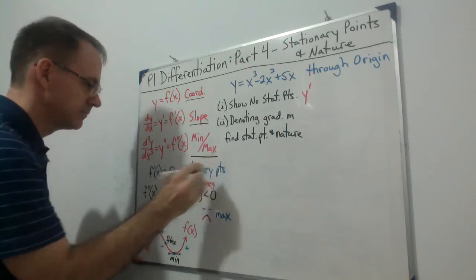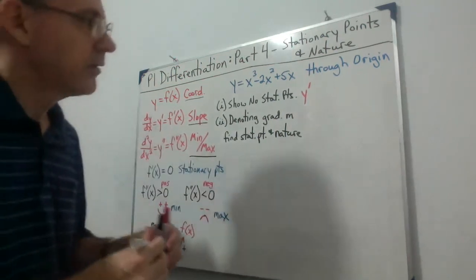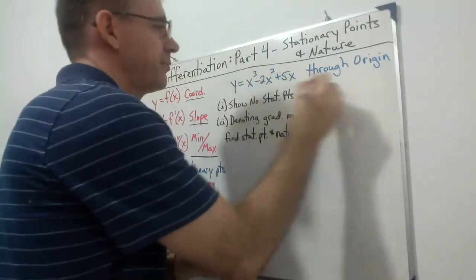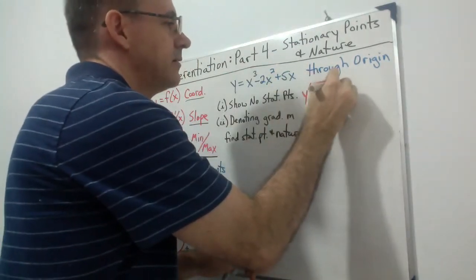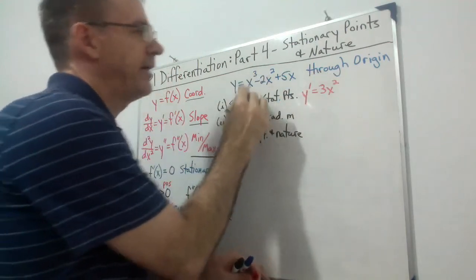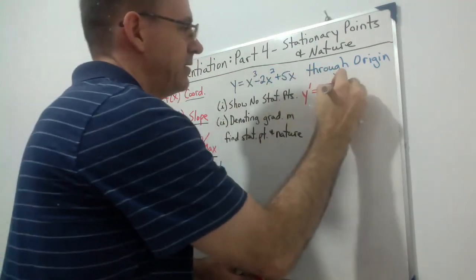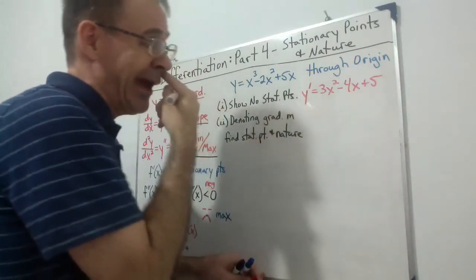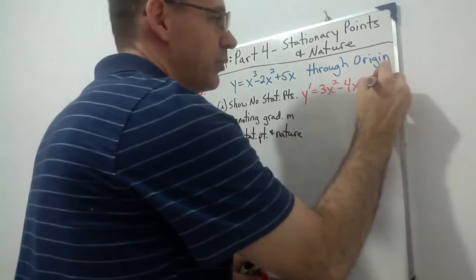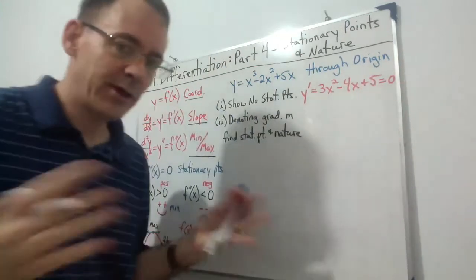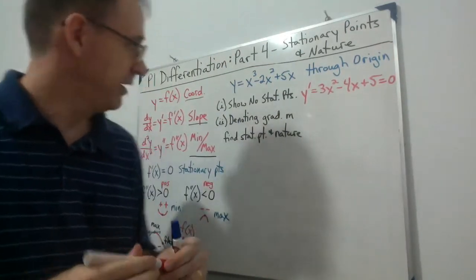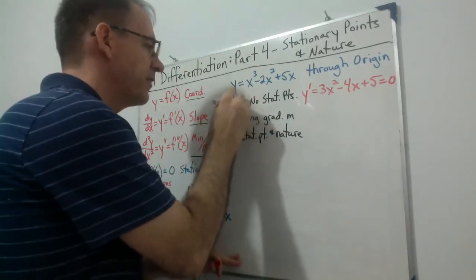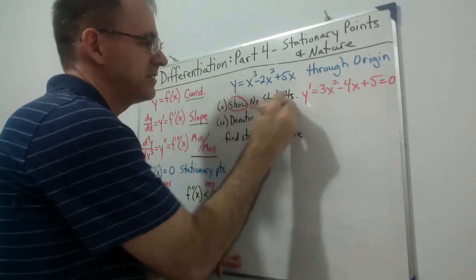Okay, so we're going to start by taking the first derivative, which is 3x squared. Hopefully by now you're following the pattern. It's not expanded, so minus 4x plus 5. And we need to set it equal to 0 and show that we cannot solve this, because we have to show that there are no stationary points.